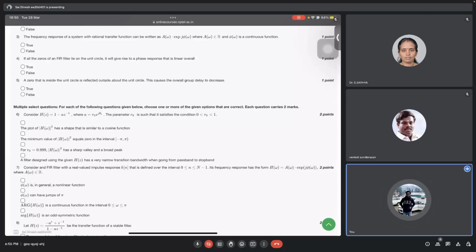And one more thing is filter design. All of the first three parts can be answered by looking at the magnitude response of that single zero that we just drew. And then, a filter designed using the given H(z) has a very narrow transition bandwidth when going from passband to stopband. Is that true?